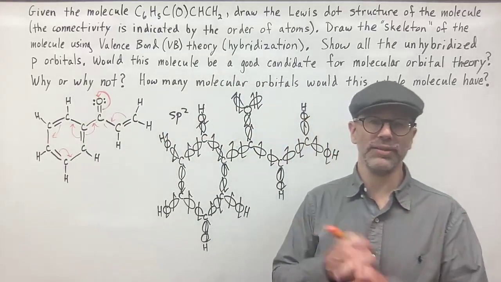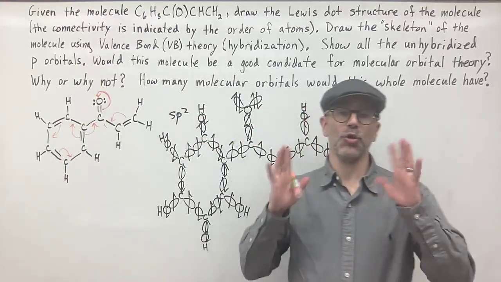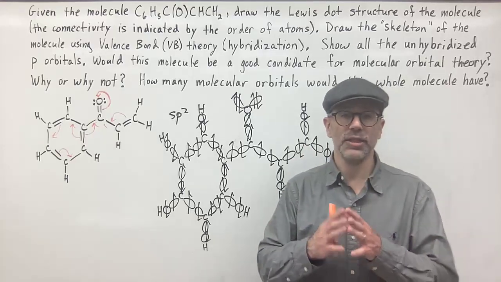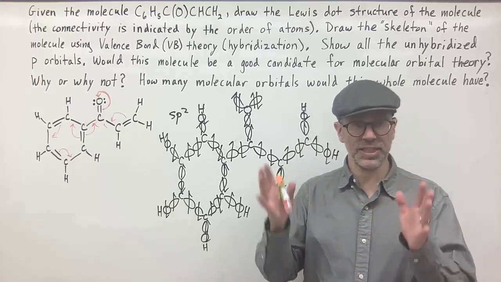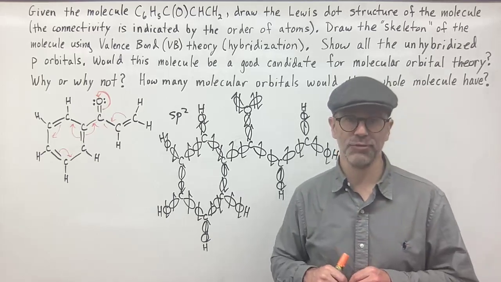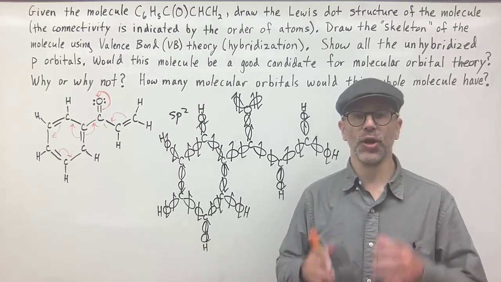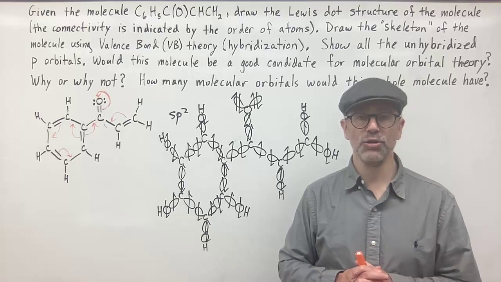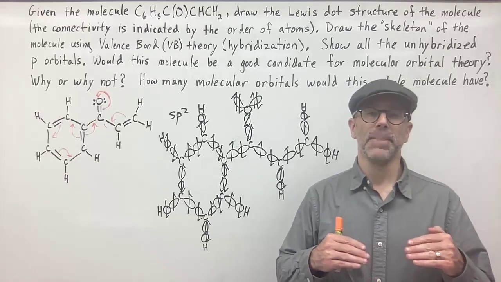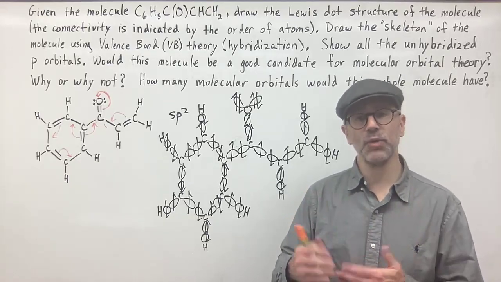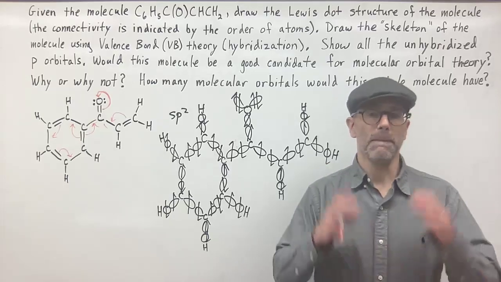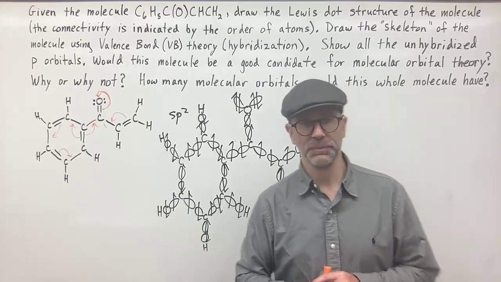And so one thing to remember is if your molecule has any resonance in it, or if you can draw resonance structures for the molecule, then that means it's a good candidate for molecular orbital theory. Why? Because we can use molecular orbital theory to explain the pi bonding without having to refer to resonance structures. So that's the answer to that question.